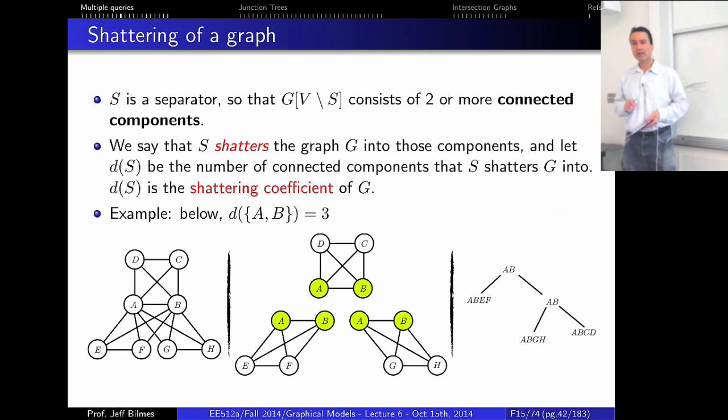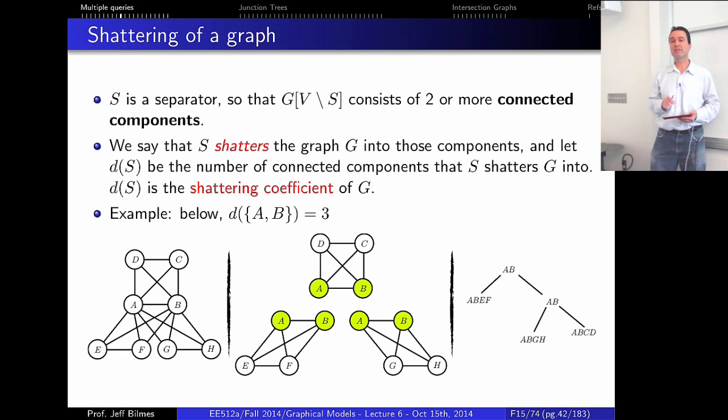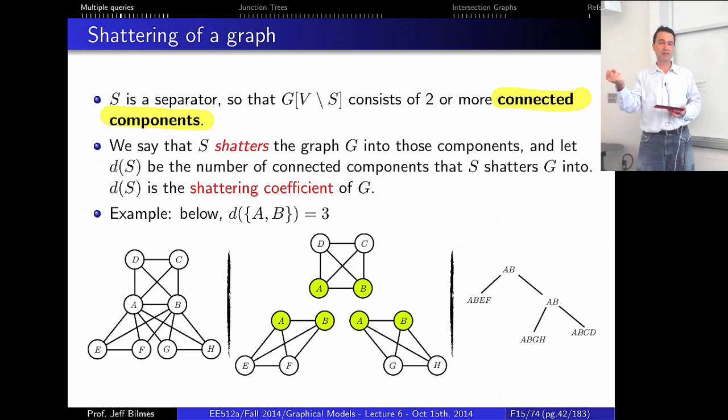So a little bit of notation or definition. We used this a little bit before: the notion of shattering a graph. So how do we shatter a graph? We basically say that a separator S can essentially shatter the graph into one or more connected components. And that's an important term to note. What we mean by a connected component is that it's a component of a graph that's connected.